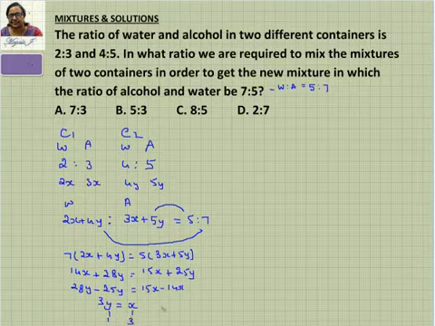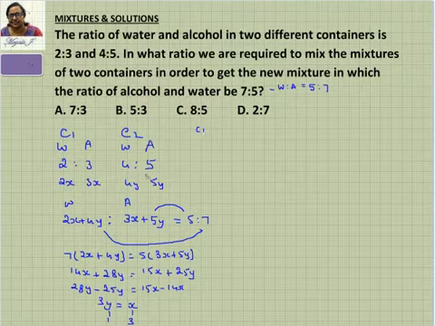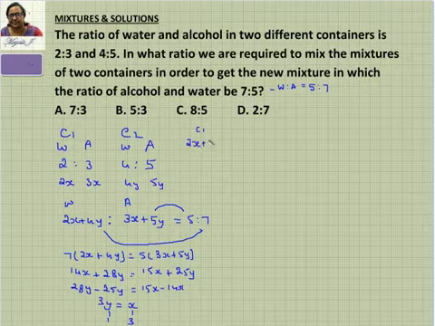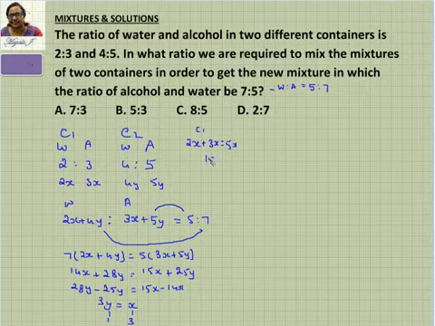So your ratio of, you have to just substitute these values to get the ratio of the quantity they are mixing. So what is the content 1 quantity? So you know that water is going to be 2x and alcohol is going to be 3x. So 2x plus 3x is going to give you 5x, and x we have the value as 3. Therefore, this is going to be 15.